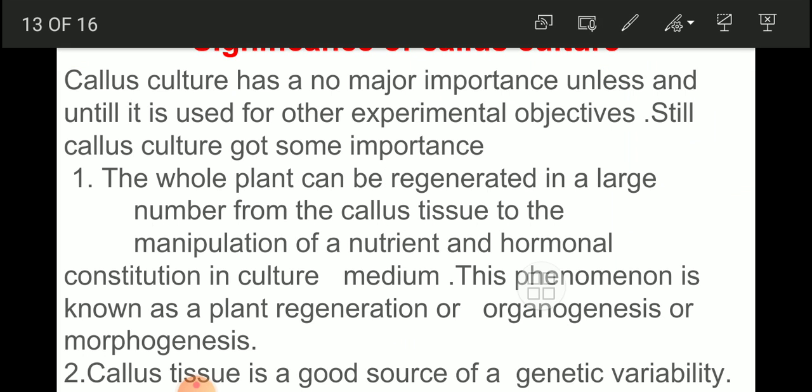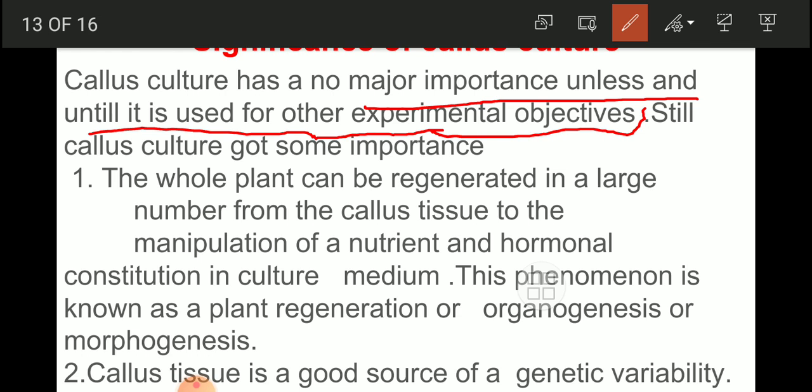Most important is why we have to run behind the learning of this technique, why we have to produce the callus, and what is the exact usefulness to the human being, to the scientist, to nature. Callus culture has no major importance unless it is used for other experimental objectives.